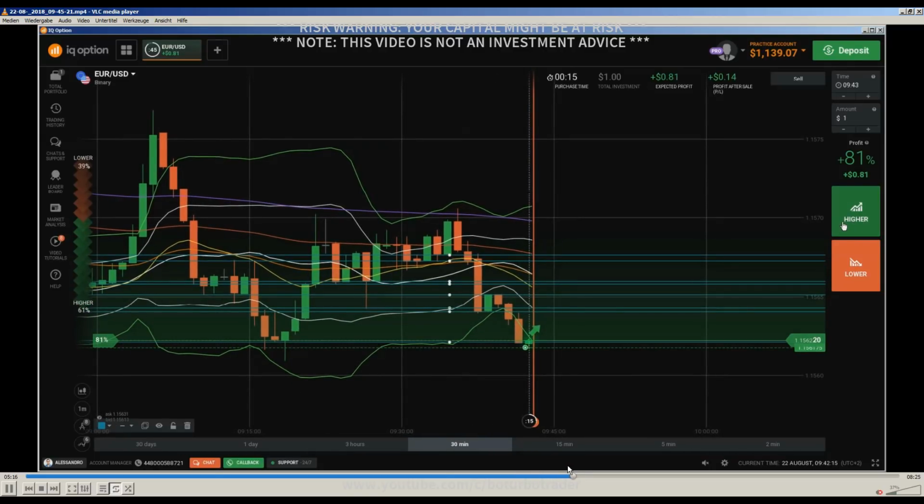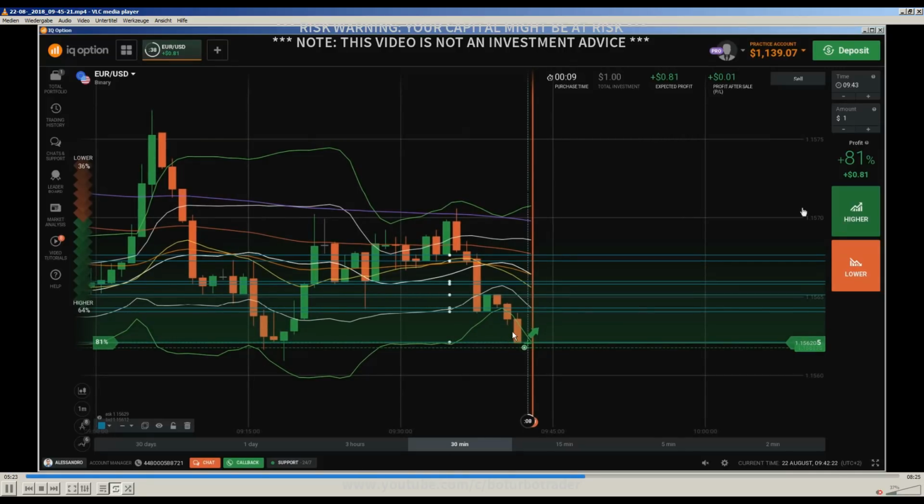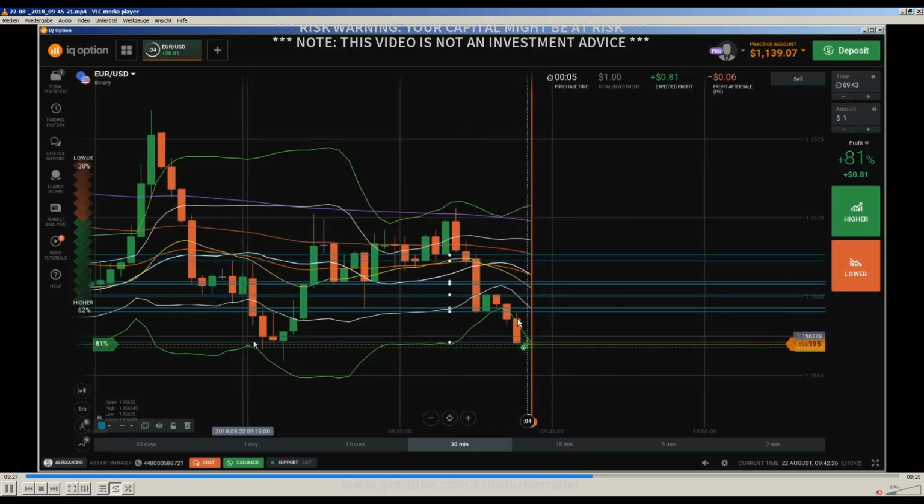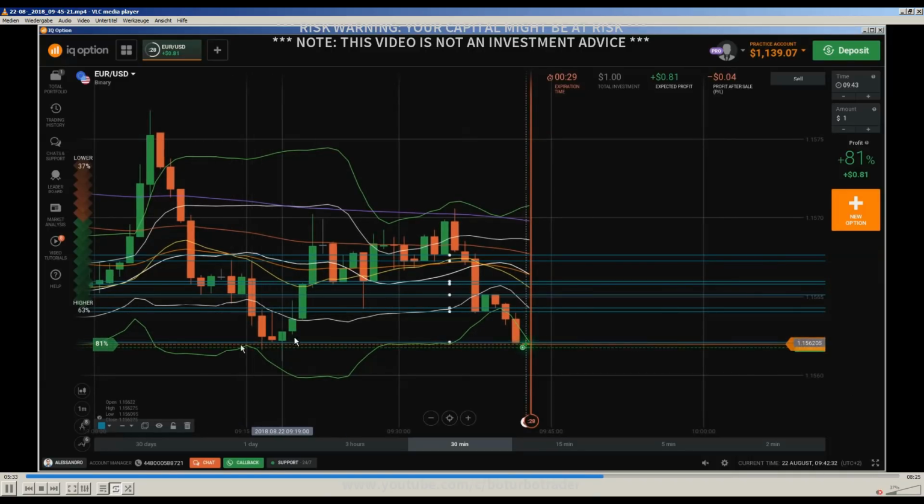Okay, then I entered again into a call because we got here an extreme level. Yes, you see here this level is an extreme level. A half an hour ago, we got here already a reversal. This candle is a huge candle, huger than the other one. This is what I call an exhaustion candle. It stopped exactly on this level, on this extreme level, a half an hour ago.